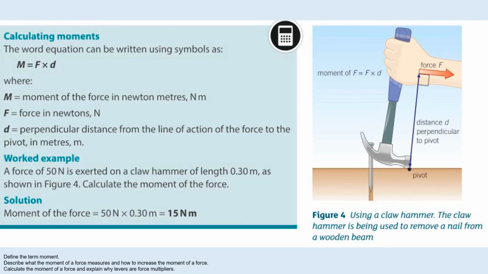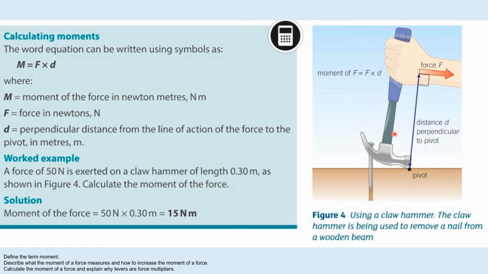Okay, so here's another example of how to calculate moments. So the word equation is written as symbols, which is M equals F times d, and M is the moment of the force in Newton meters, which is Nm, and force F is the force in newtons, which is N. D is the perpendicular distance from the line of action of the force to the pivot in meters, which is in m.